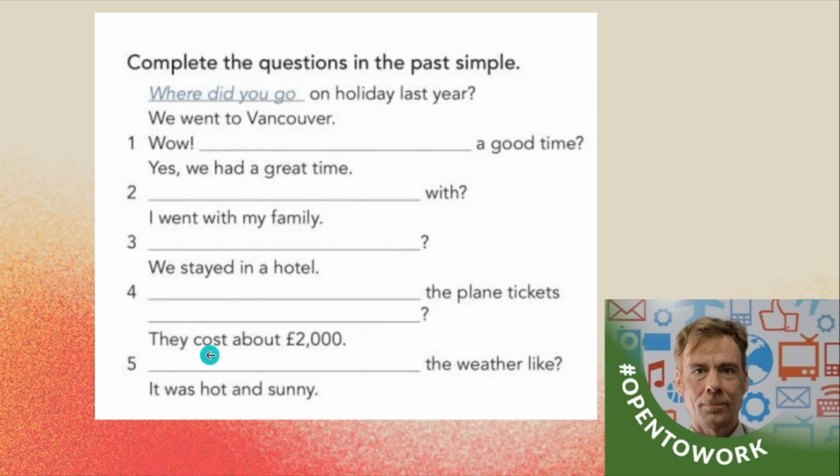Number 4 and 5 are a little trickier. They cost about £2,000. The question word for amount, or question phrase rather, is how much. The auxiliary verb did. The subject is provided for you. How much did the plane tickets cost? And the verb is cost.